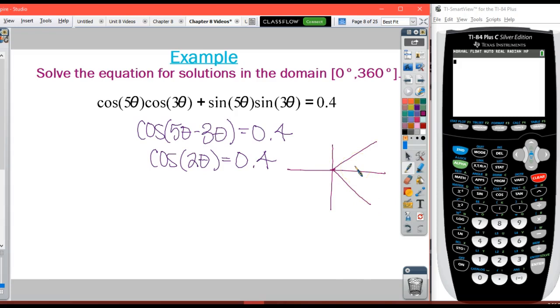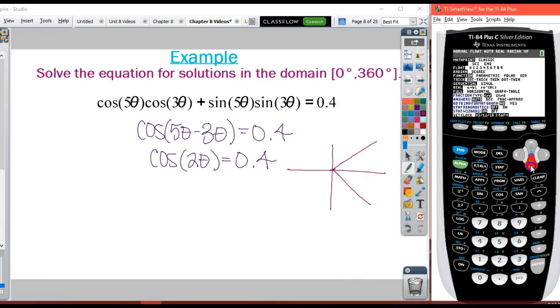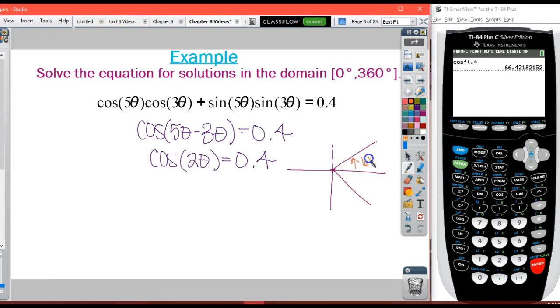And so in degree mode, I'm going to take the cosine inverse of 0.4, and that will give me one answer, which ends up being 66.42 degrees, which means that my other answer would be negative 66.42 degrees. And we're not looking for what angle would make cosine 0.4. We're looking for what angle times 2. And so I'm going to have to take both of these answers and divide them by 2.